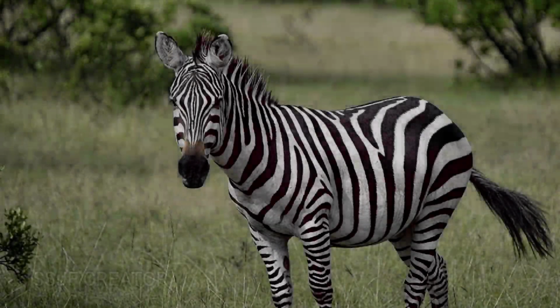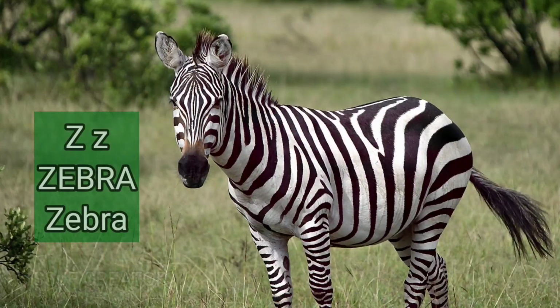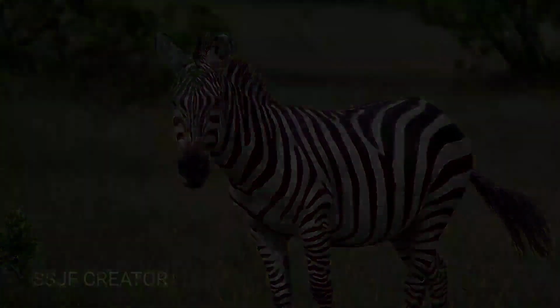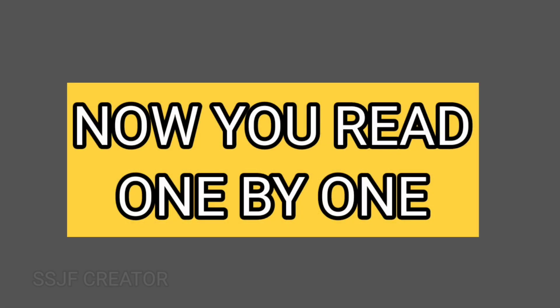Y for yellow. Y-E-L-L-O-W, yellow. And Z for zebra. Z-E-B-R-A, zebra. So now you read one by one.